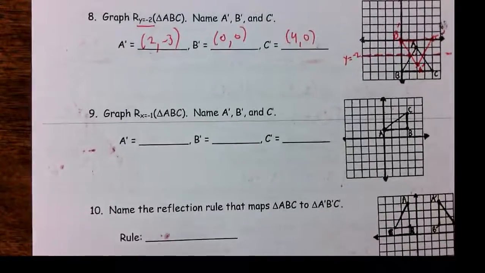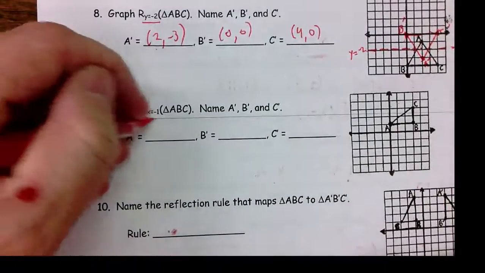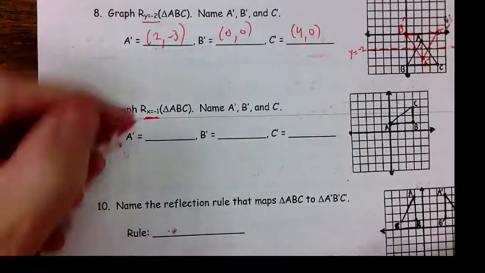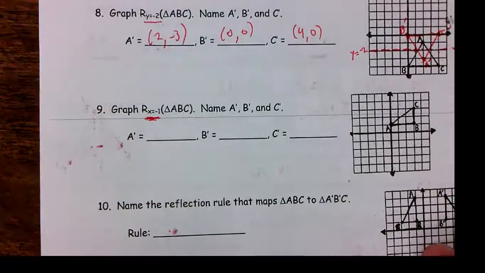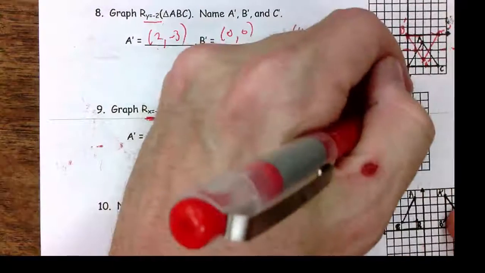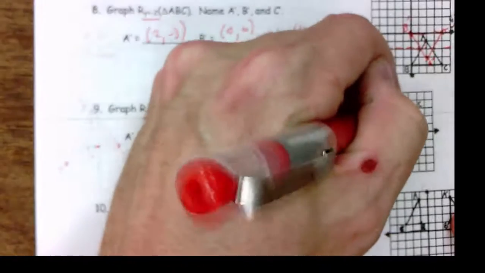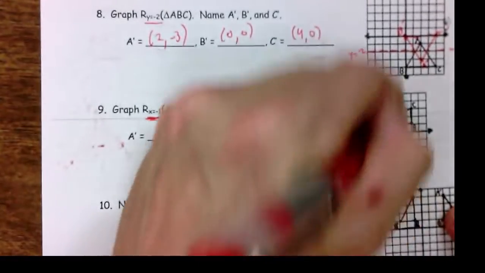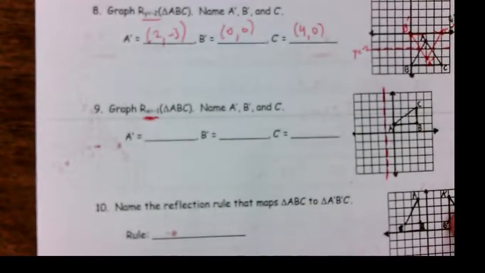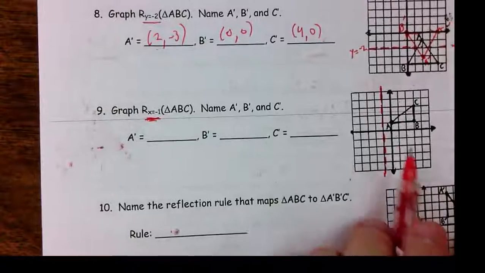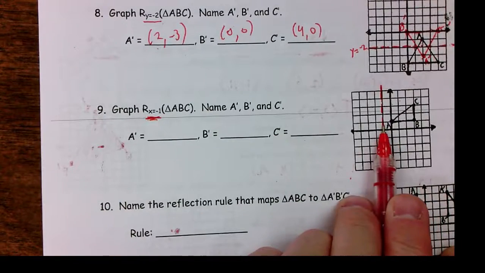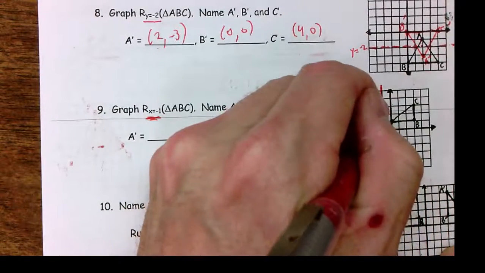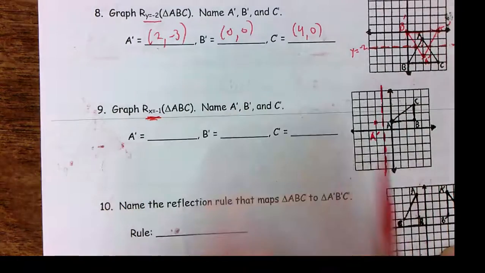The next reflection I'm doing is a reflection across the line x equals negative 1. So let's draw a line at x equals negative 1. That would be right here. Okay. And let's go ahead and graph each point across that line. A is 1 to the line and 1 to the other side. And we have A prime.